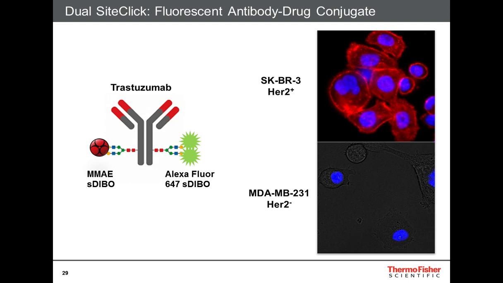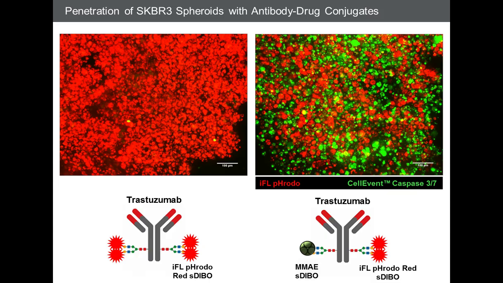If we just want to know whether our antibody-drug conjugate was internalized, we can switch from an Alexa Fluor back to our IFL pHrodo dye. In this case, we're using the IFL pHrodo red S-dibo compound for SiteClick labeling of Trastuzumab. Now, when we apply this fluorescently labeled antibody to a spheroid of SKBR3 breast cancer cells, after 72 hours, we see that this antibody has penetrated all the way through this very large spheroid and not only reports the internalization of the antibody, but we have a second probe here, a caspase sensor. We see a couple of green spots showing us spontaneous death of a couple of cells in this spheroid.